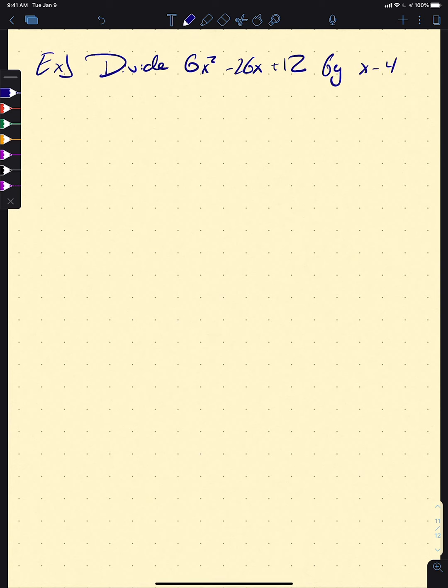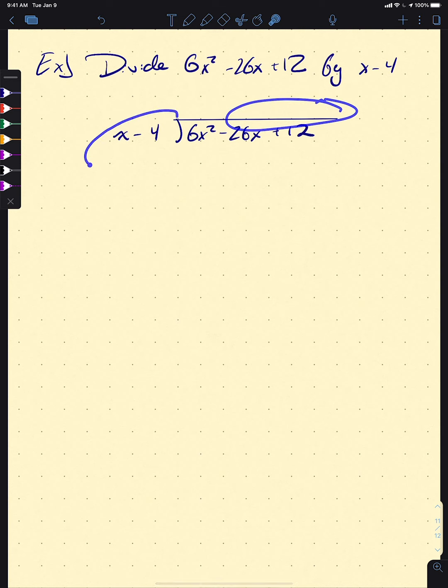Okay, so we're gonna put one polynomial there, put our other polynomial here, 6x squared minus 26x plus 12, okay? And we want to, just like we did with long division back in grade school, fill in things out here, multiply them by this, fill this in out, and all of that, okay? So the first question is, what do we need to multiply by x in order to get 6x squared, right?